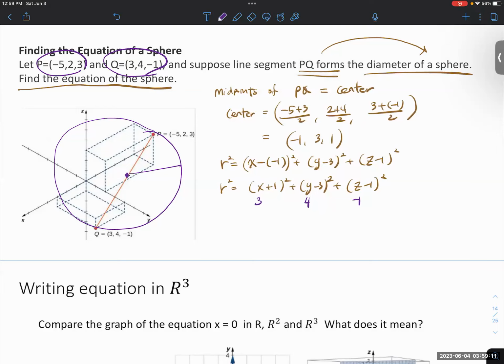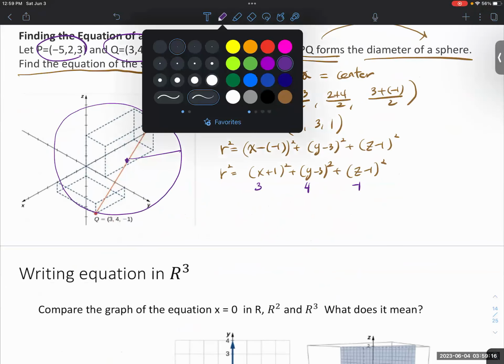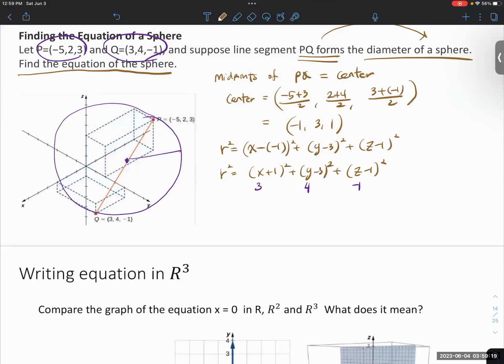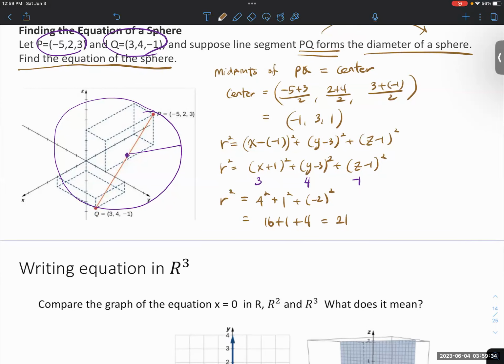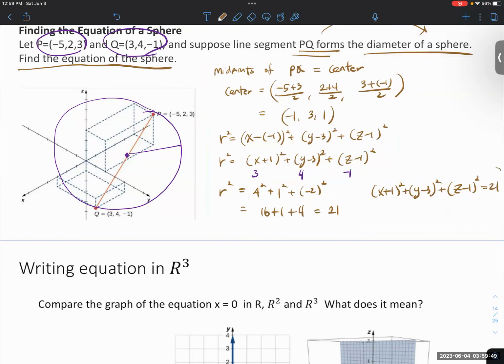So I hope this is the same question. This is literally the same question, number 7. So if you're plugging in, what are you going to get? 4 squared, 1 squared, and -2 squared, that's r squared. So 16 plus 1 plus 4, we have 21. So what is your equation of the sphere? It's (x + 1)² + (y - 3)² + (z - 1)² equals what? Equal to 21. That's r squared. We got it. That's the equation of the sphere.